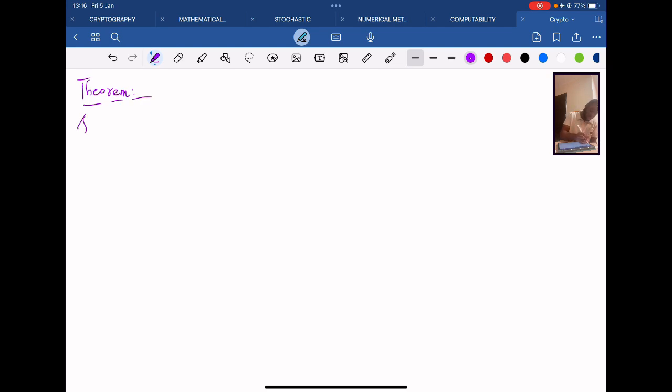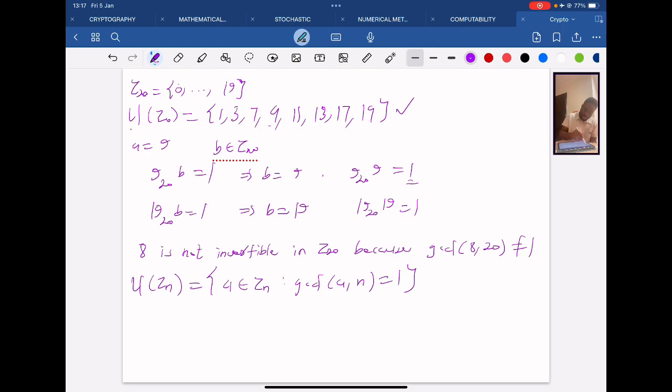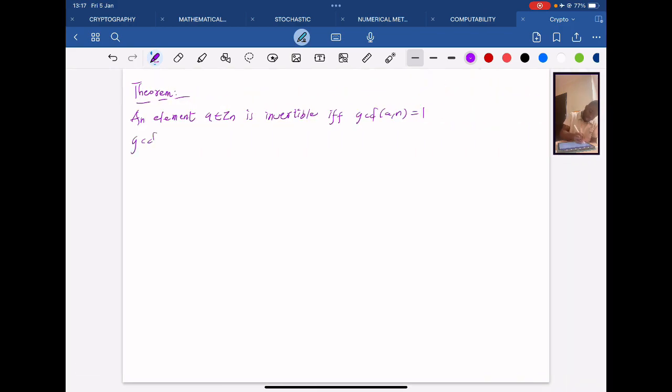So an element A of Zn is invertible if and only if the GCD of A and N is equal to 1. We've already talked about this. So from the previous examples that we solved over here, you see these are the invertible elements. For instance, if I pick 19, the GCD of 19 and 20 is equal to 1. That is why it is invertible.